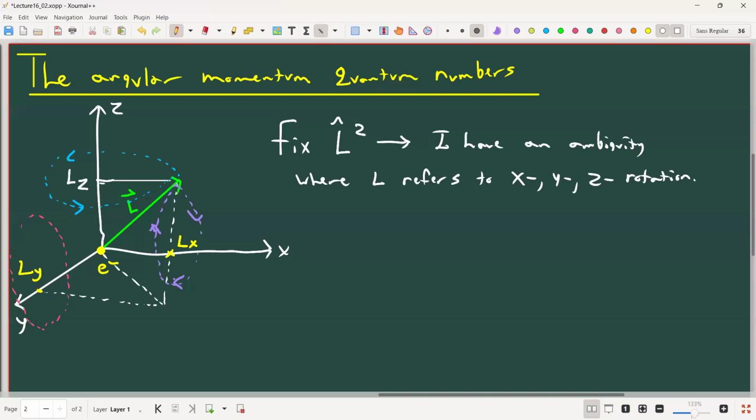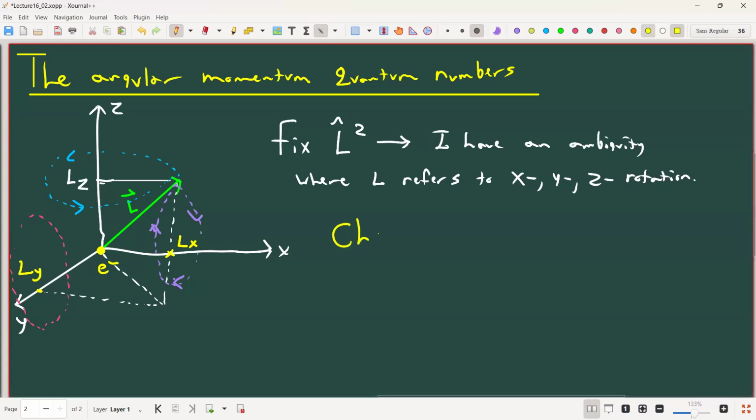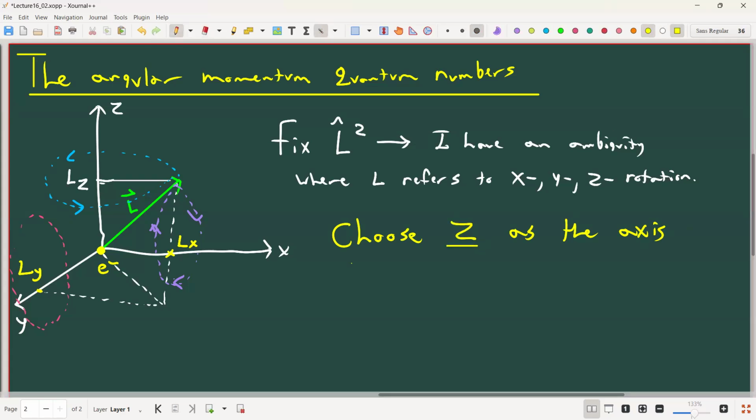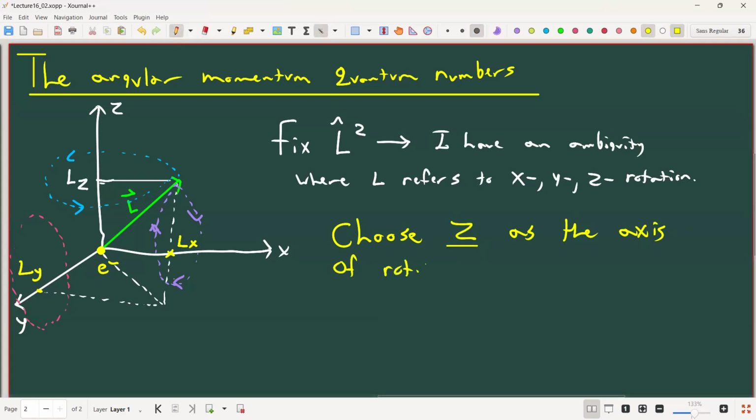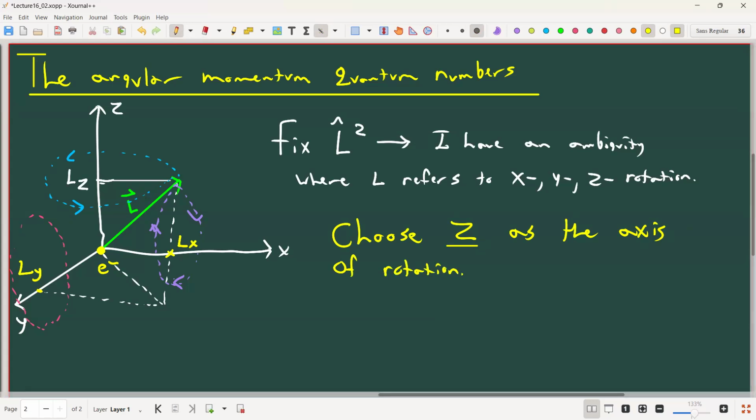So what I'm going to do is choose z as the axis of rotation. Whatever rotation I cause to that electron, whatever it's going to do, we're going to reference it relative to its precession around the z-axis. The z is going to be kind of like my chosen direction for rotation.